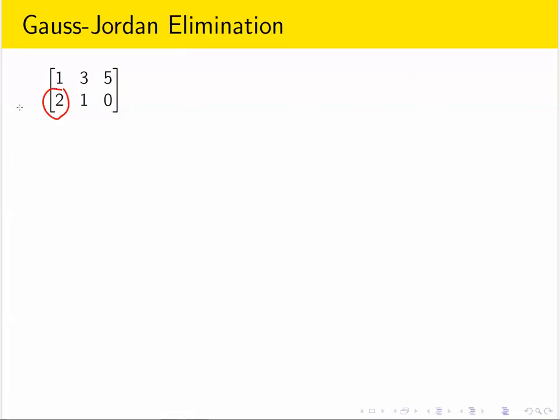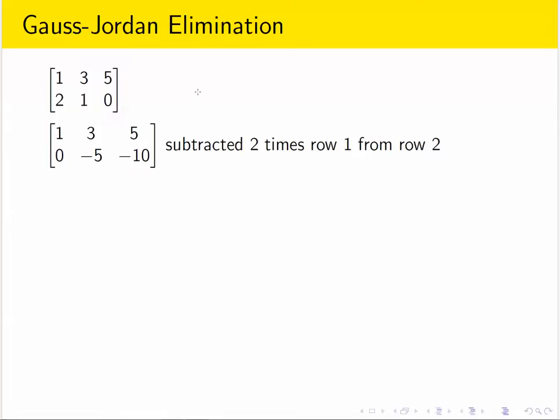How can we do that? Well, we can subtract a multiple of the first row from it, and the right multiple to use to get things to cancel is 2. So I want to subtract 2 times the first row from the second row. So 2 times 1 is 2, and I subtract that from 2 to get 0. 2 times 3 is 6. If I subtract that from 1, I get negative 5. 2 times 5 is 10. If I subtract that from 0, I get negative 10.